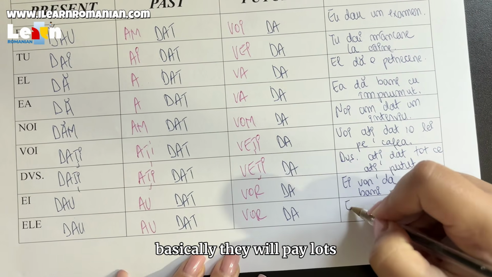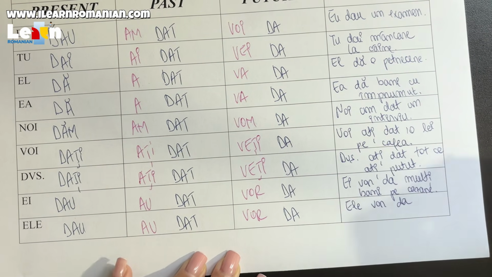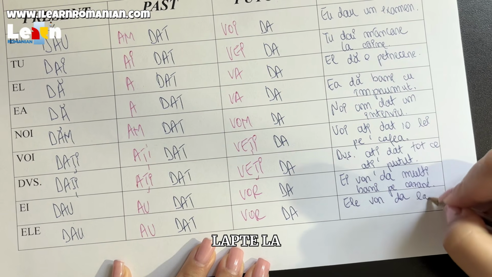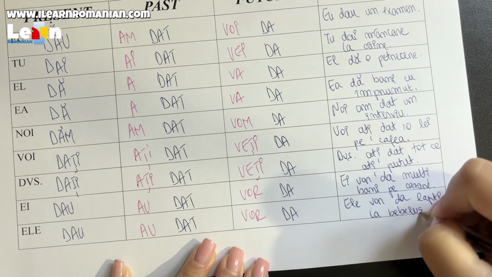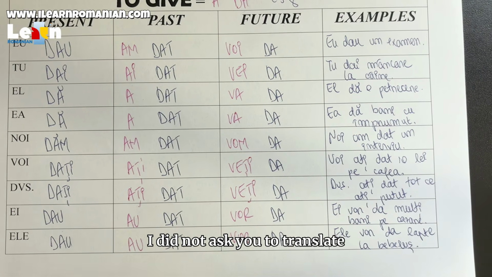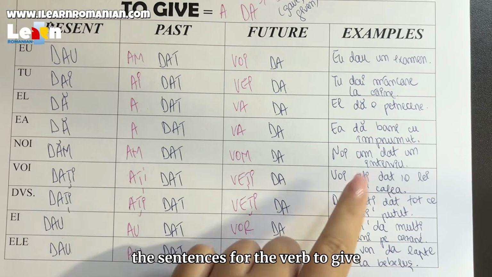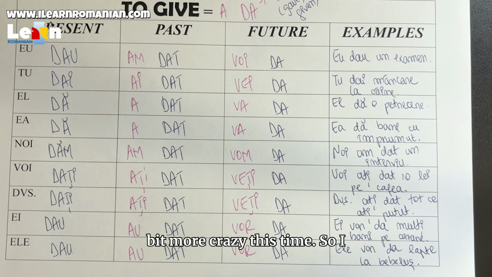And ele vor da lapte la bebeluș. They will give milk to the baby. I did not ask you to translate the sentences for the verb to give in Romanian, just because they're a little bit more crazy this time, so I translated them for you.